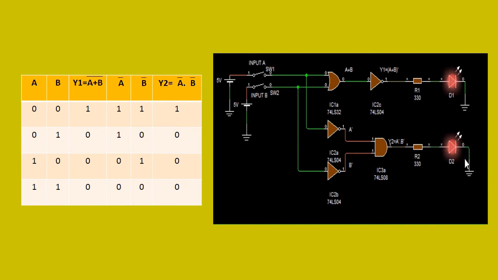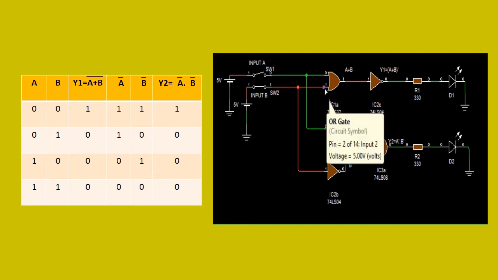Okay. Second condition. When A is 0, B is 1. That means this input is 0, this input is 1. So here we get 1 output. This 1 output is connected with this NOT gate, so here we get 0 output. So the LED is in off condition. So we get the 0 condition.